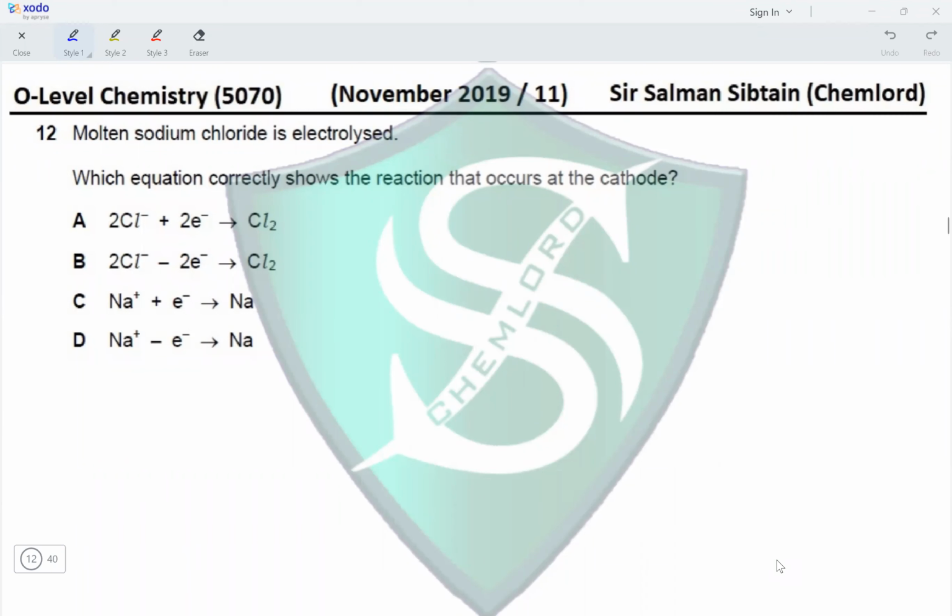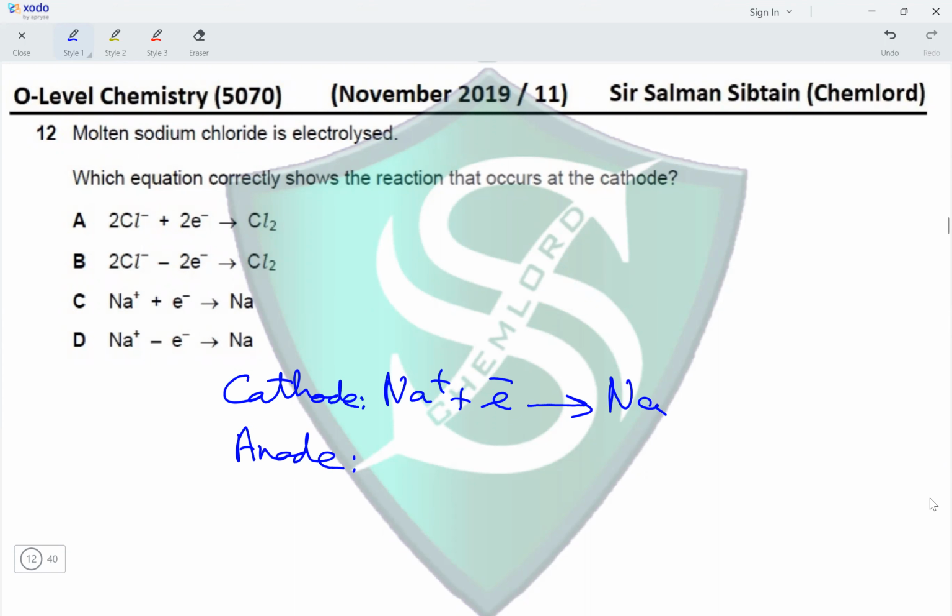Question 12. Molten sodium chloride is electrolyzed. Which equation correctly shows the reaction that occurs at the cathode? Cathode is where reduction takes place. So at the cathode, we would have Na+ accepting an electron forming Na. And at the anode, we would have 2 moles of chloride ions producing Cl2 gas and releasing 2 electrons. So the correct option here would be C, because sodium is gaining that electron and is being reduced, making option C the correct option for this question.